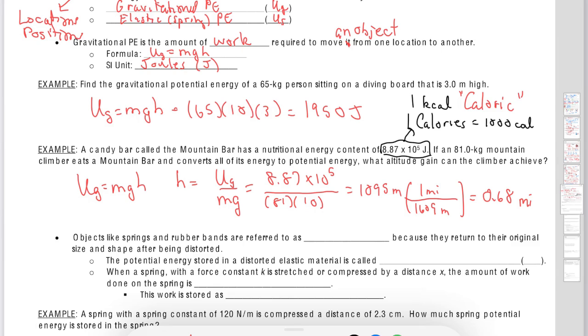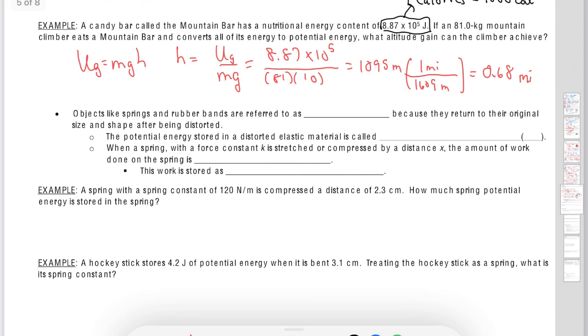Now, the other potential energy that we do talk about in AP Physics 1 is spring or elastic potential energy, and that has to do with elastic materials. Materials such as springs and rubber bands are elastic because they return to their original size and shape after being distorted or deformed. The potential energy stored in an elastic material is called elastic or spring potential energy, abbreviated U sub S.